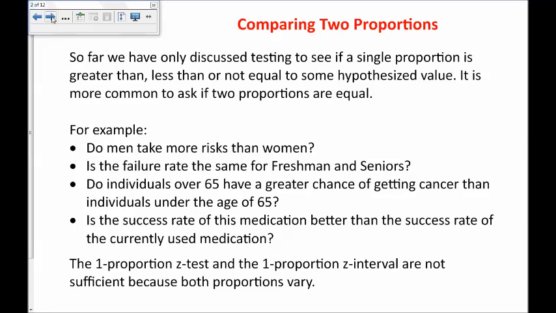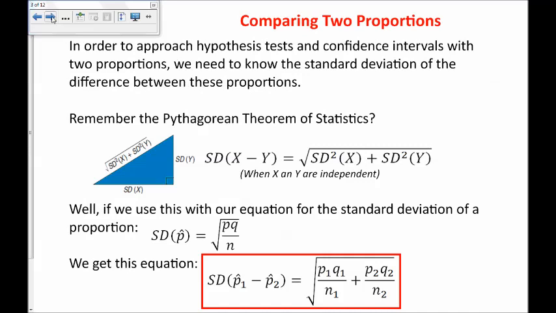Now, let me point out that the one proportion z-test and the one proportion z interval are not sufficient here because both proportions vary. So it changes the standard deviation or the standard error for this confidence interval and the hypothesis test. So let's look at how to find the standard deviation when you are comparing two proportions.